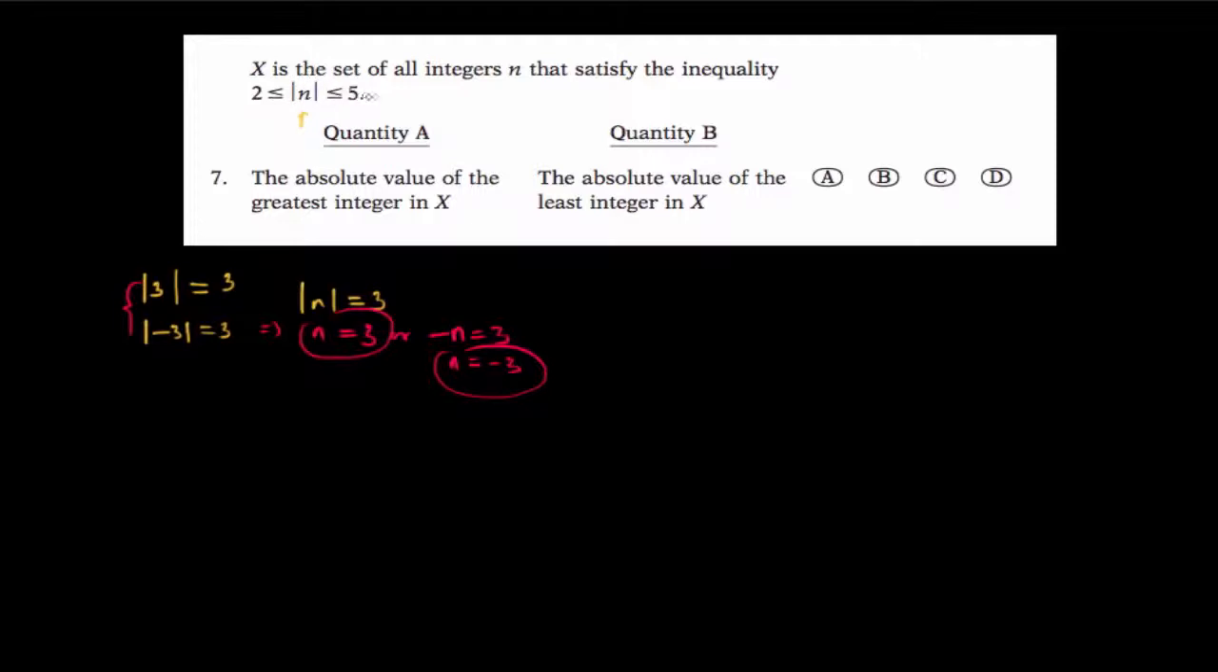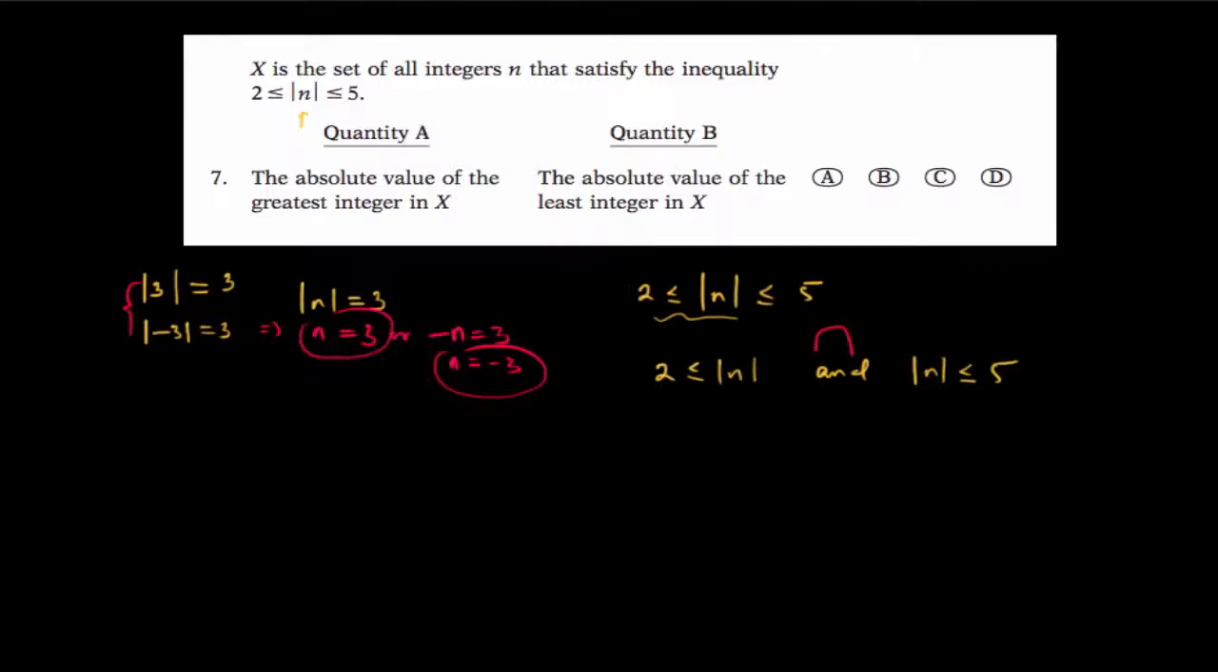Now the question we have here, we want to solve this inequality. The inequality we're given is 2 less than or equal to the absolute value of n less than or equal to 5. Now this is a combination of two things, so I'm going to break it down. You have 2 less than or equal to the absolute value of n, and the absolute value of n less than or equal to 5. So you could think of this as the intersection: 2 less than or equal to the absolute value of n intersect the absolute value of n less than or equal to 5.